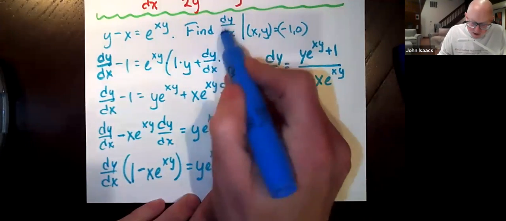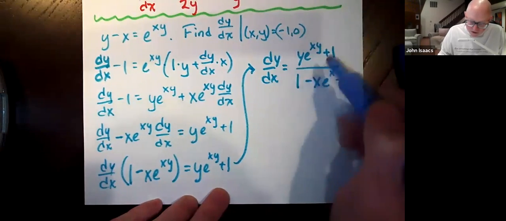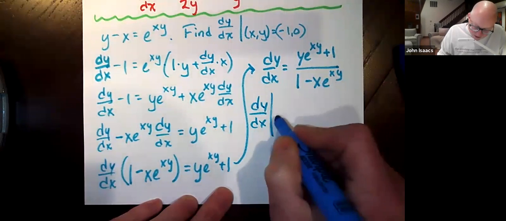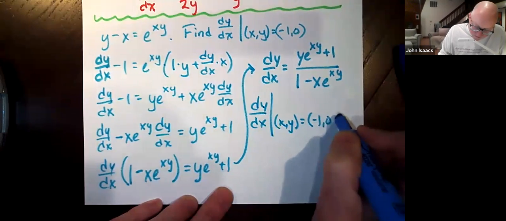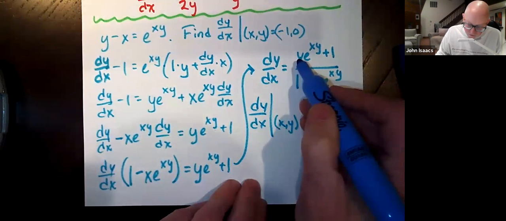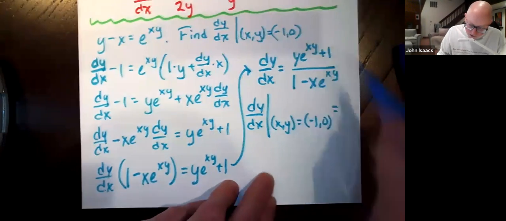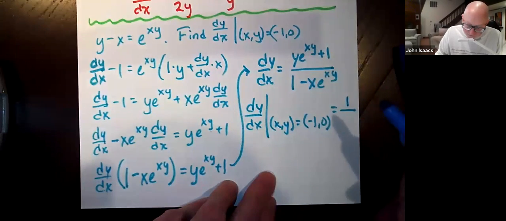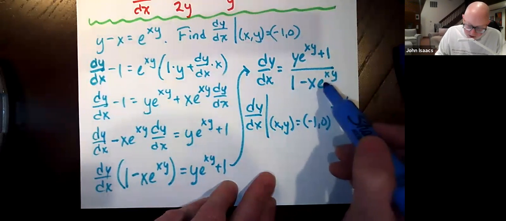Now to find dy/dx when (x, y) equals (-1, 0), we need to plug (-1, 0) into all these places. So dy/dx at (x, y) equals (-1, 0) is equal to, let's see, y is 0, right? I'm plugging in 0. So y is 0, so this whole thing is 0. So in the numerator, we wind up with 1 because y is 0 and that all goes away. In the denominator, we wind up with 1 minus x times e to the xy.